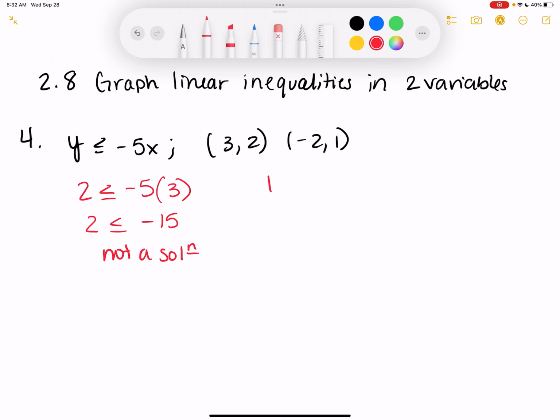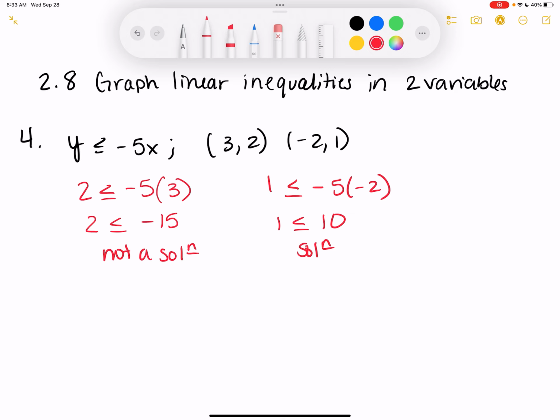So 1 is less than or equal to negative 5 times negative 2. So 1 is less than or equal to 10. Is this one a solution? It's a solution. Not too hard, right? All right, so we'll just go ahead and move into graphing. There's only a few of those anyways, but I feel like that's pretty elementary algebra.